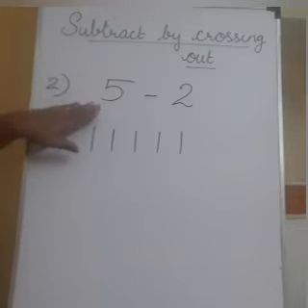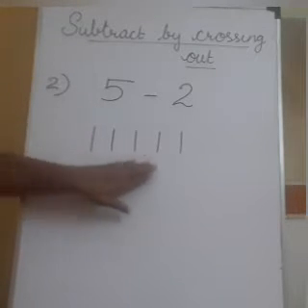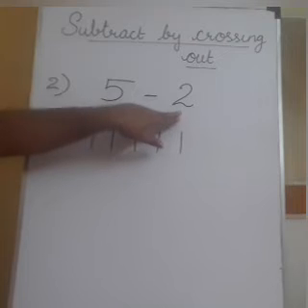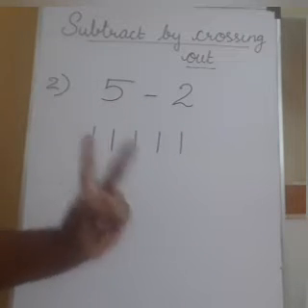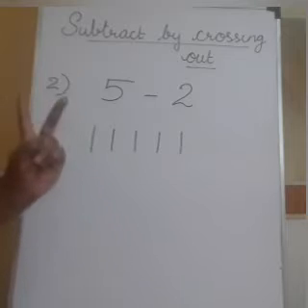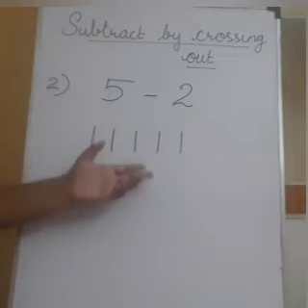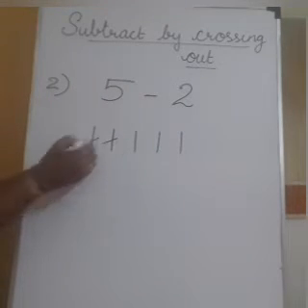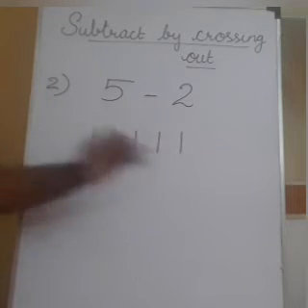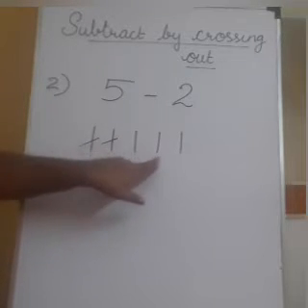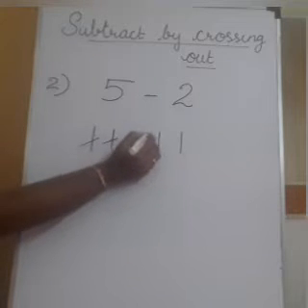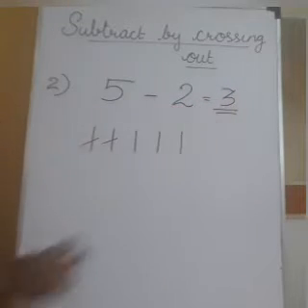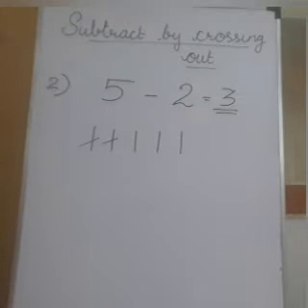Dear kids, look at this carefully. The first number is 5, so we draw 5 lines. Moving to the second number, it is 2. So we cut 2 lines from these 5 lines. That is 1, 2. Then look, how many lines are remaining there? 1, 2, 3. So we can say that 5 minus 2 is 3. Is it clear, my dear kids?